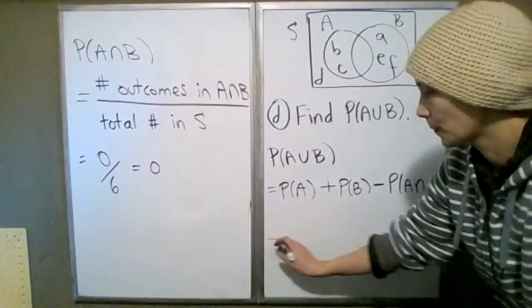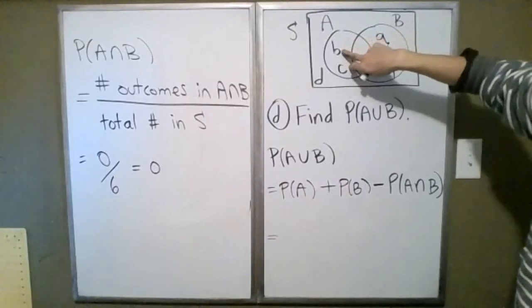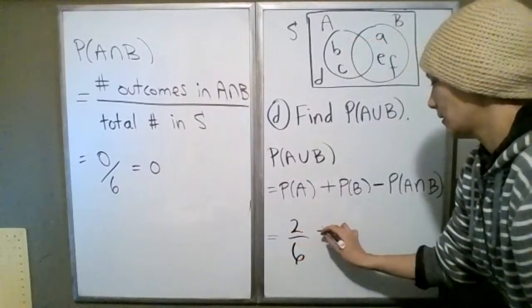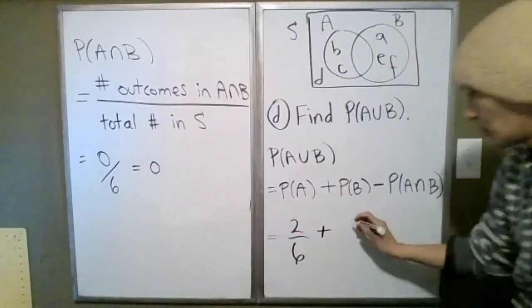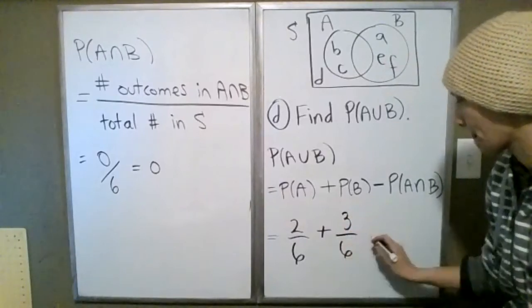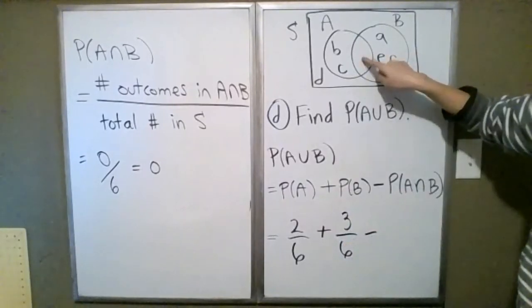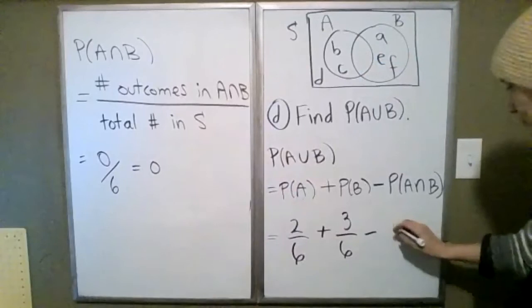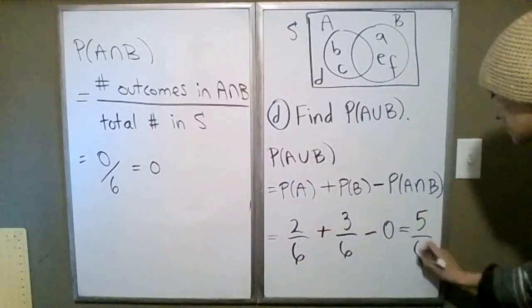Start here. Probability of A. You look at how many elements there are in A, which is these two, divide by the total, 6. Probability of B. For the set B, there's 3 outcomes. Put that over the total. Then probability of this set, there are 0 outcomes in the intersection. We already did this part. We're subtracting 0. So what I've got is 5 over 6 for that probability.